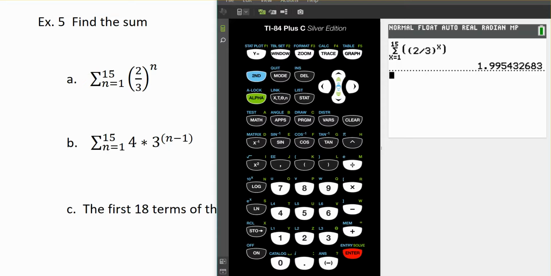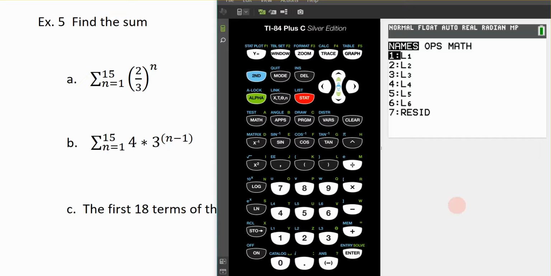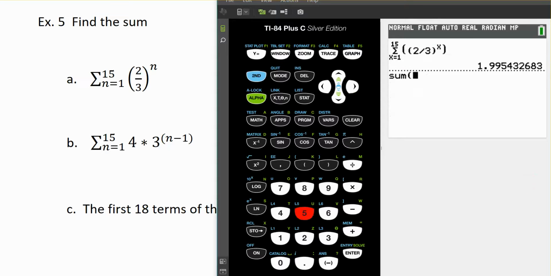Now I'm going to do this one more time using the old keystrokes. So if you have an older operating system, the keystrokes that you would use would look something like this. I'm going to hit second stat. I'm going to arrow over to math, and I'm going to choose option number 5, which is the summation.